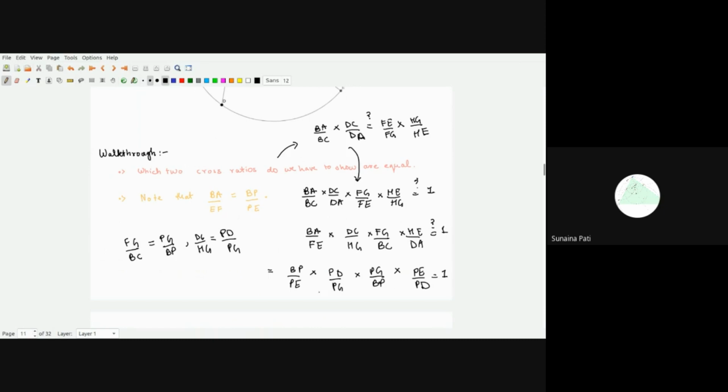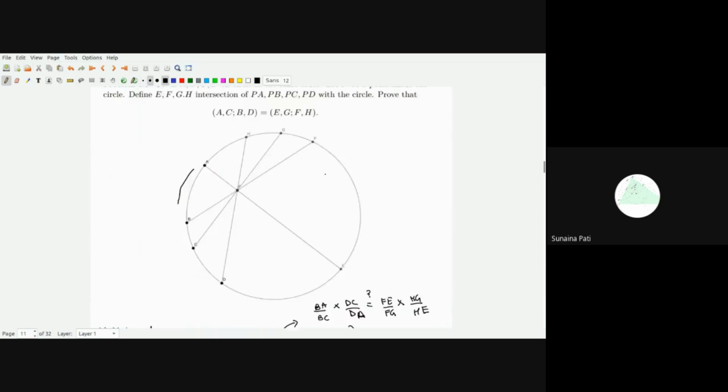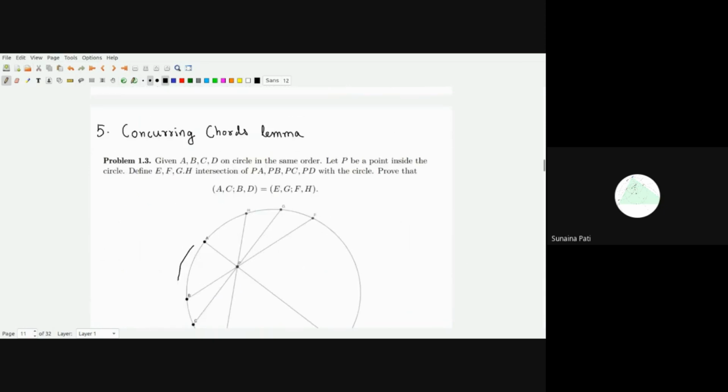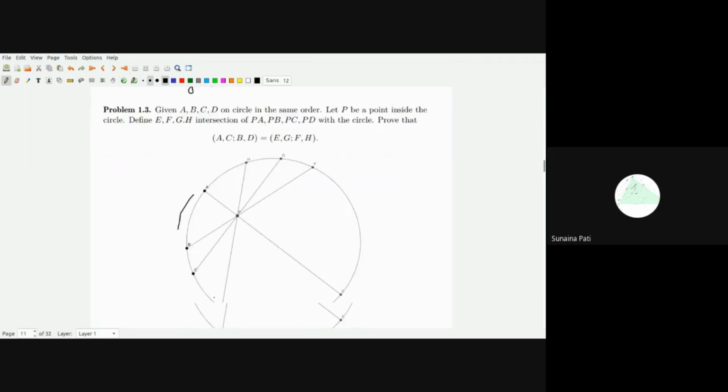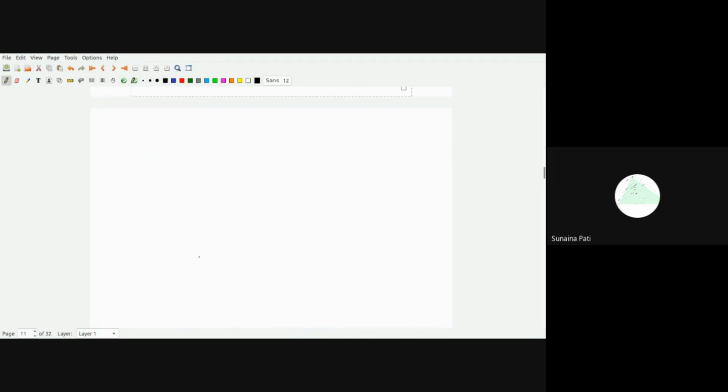This cancels off because there's a numerator and a denominator and they give you 1. And this is what you wanted to prove. But this was the famous concurrent chords lemma. Everybody fine with the proof of how it's happening? Okay, I'll add the proof in case anybody has any doubt. You guys can just go over it also.